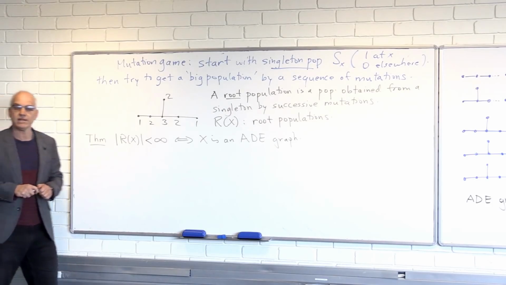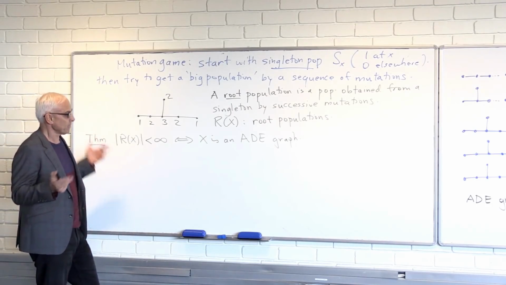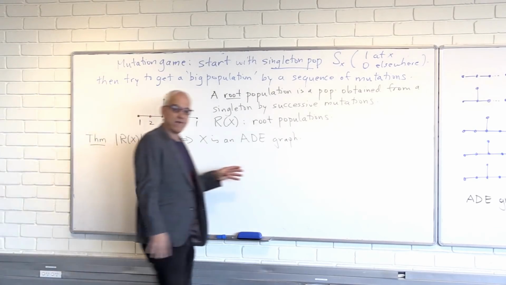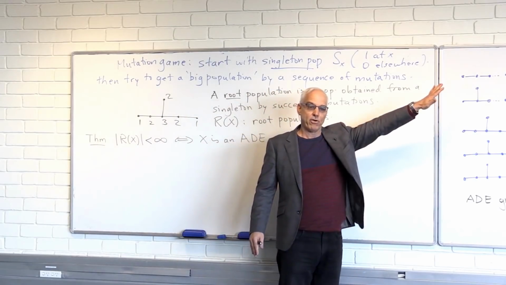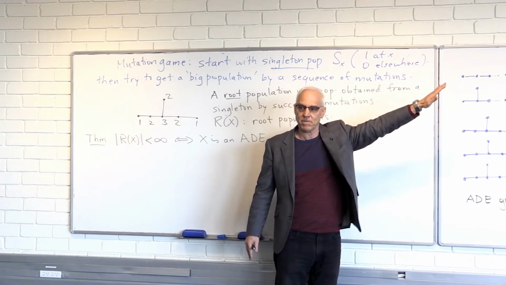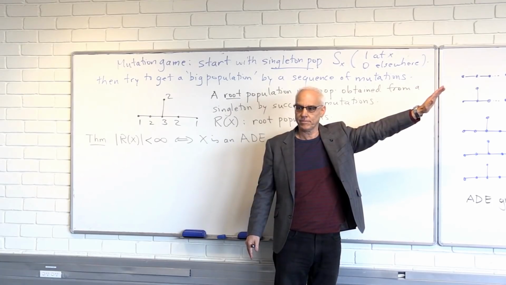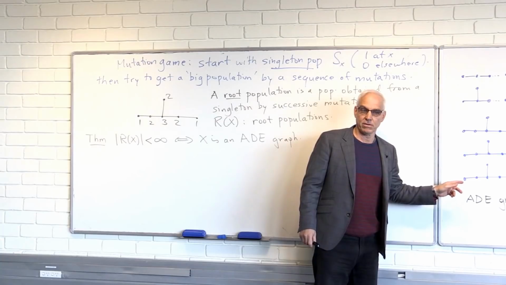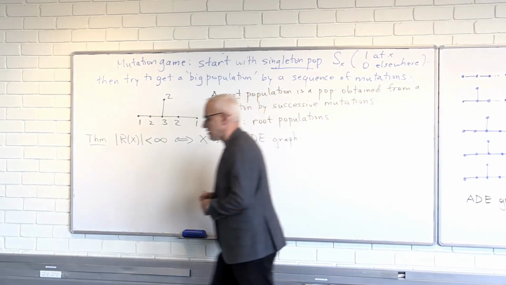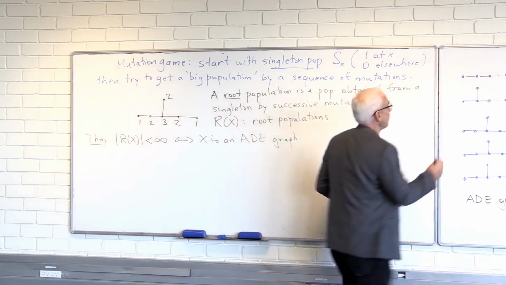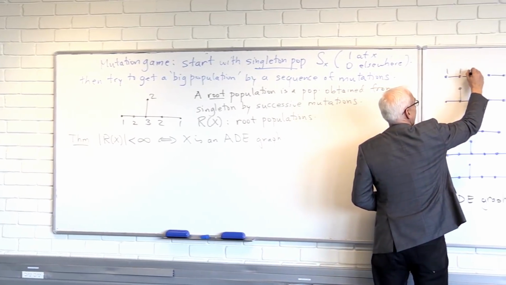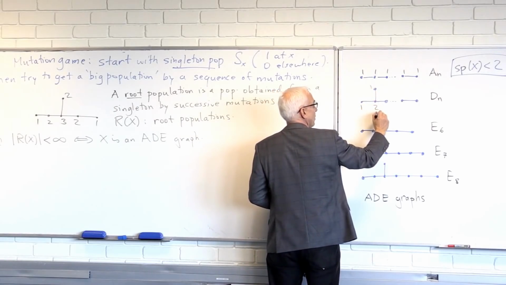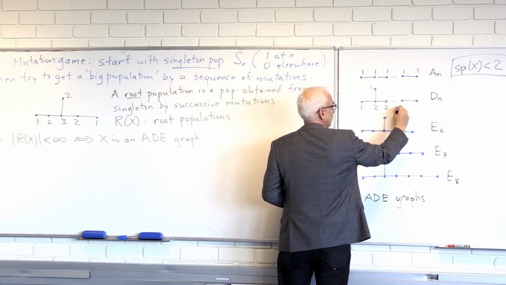So you could discover the ADE story by playing this mutation game. If you have any other graph, there's an unbounded number of populations. You can get as big a population as you want. But just for these, there's a maximum population. Okay? And the maximum population plays a big role in Lie theory. And so let me tell you what the maximum population is. Here it's all ones. And then here it's 1, 1, 2, 2, all the way to 2, and then 1.